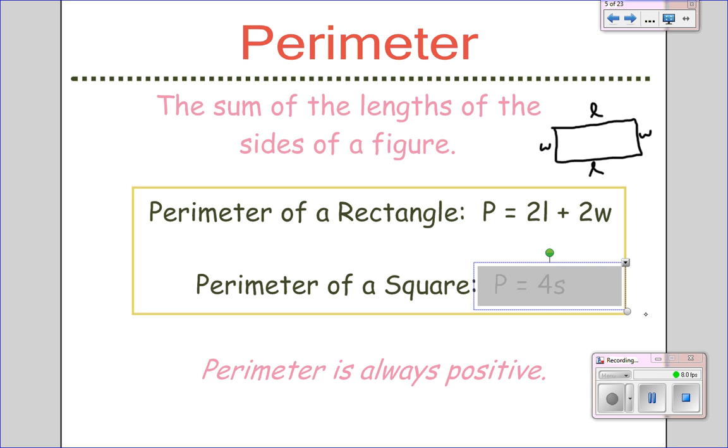The perimeter of a square is represented by 4S, where S is the side length, because all the sides are going to be the same of a square, so 4 times the side lengths. Remember, perimeter is always positive.